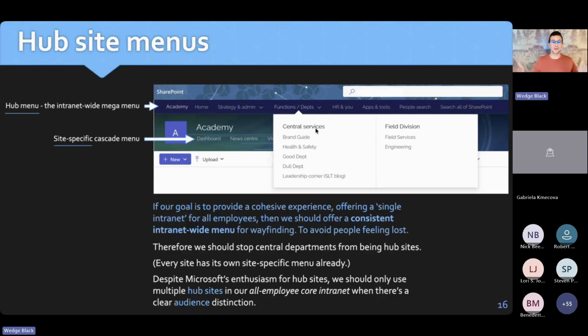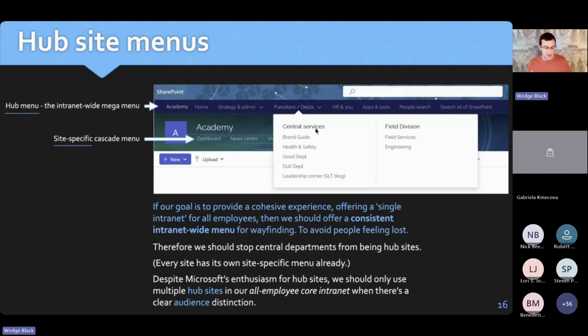So HR, of course, will have its own menu. It just won't be at the top of the page. As you can see on this screen, your site-specific menu is the second horizontal menu. On this screenshot, you can see I've got a panel of the mega menu open. But if I was to move my mouse down to, say, News Center, that would be a cascade menu, a drop-down menu. So every site in SharePoint has its own site-specific menu, which I prefer to be a cascade menu to differentiate the menu from the intranet-wide mega menu.